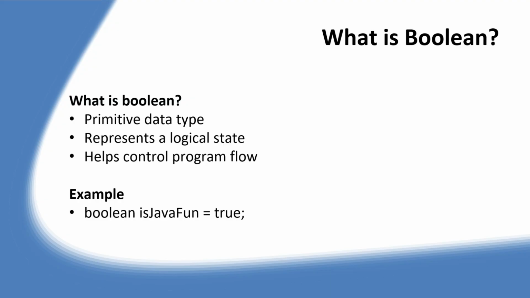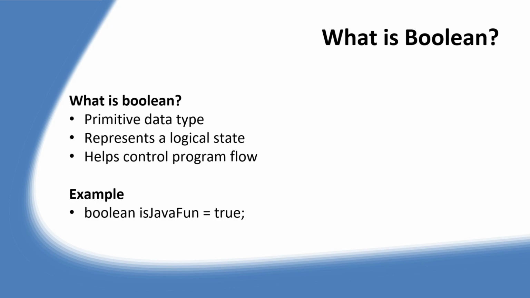So, why do we need Boolean? Boolean values help a program make decisions. For example, is a user logged in? Has a payment been completed? Is the student eligible for an exam? Is the age greater than 18? So, the answer to such questions is either true or false. This is where the Boolean data type becomes useful.